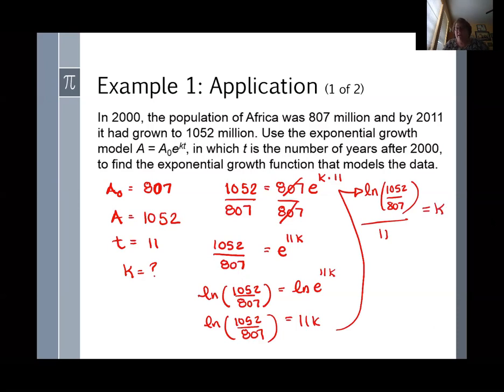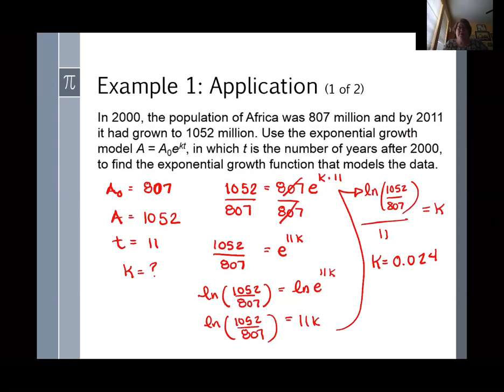So now it's time for me to take my calculator out and to determine a decimal approximation for this value. I take the natural log of the quotient 1052 divided by 807. Then I'm going to take that value, whatever it is, and divide it by 11. And when I do that, I get k is 0.024. And you'll probably want to carry that out to at least 3 decimal places.